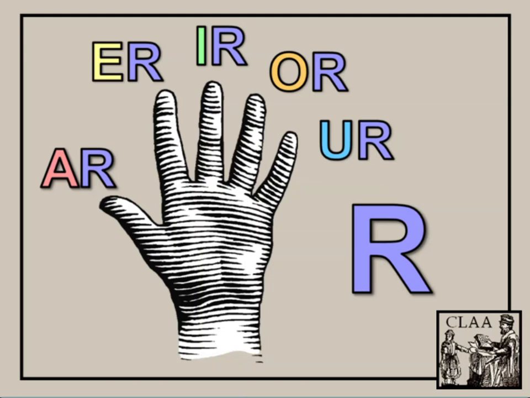Spell for me the syllable ar, ar. You should have spelled ar, ar. Spell for me the syllable or, or. You should have spelled or, or. And lastly, spell for me the syllable ear, ear. You should have spelled ear.